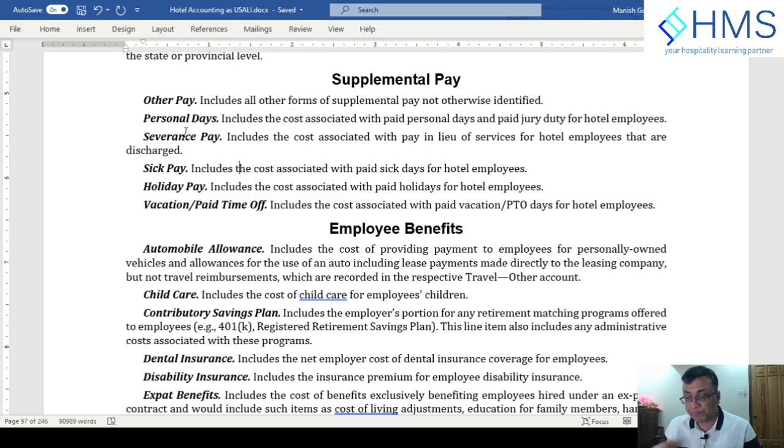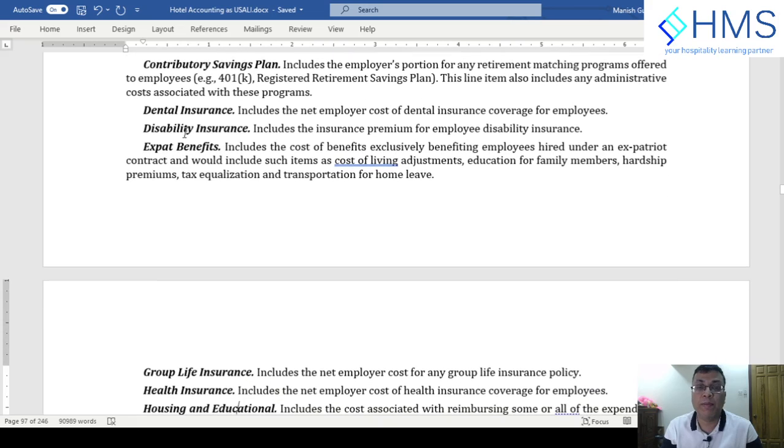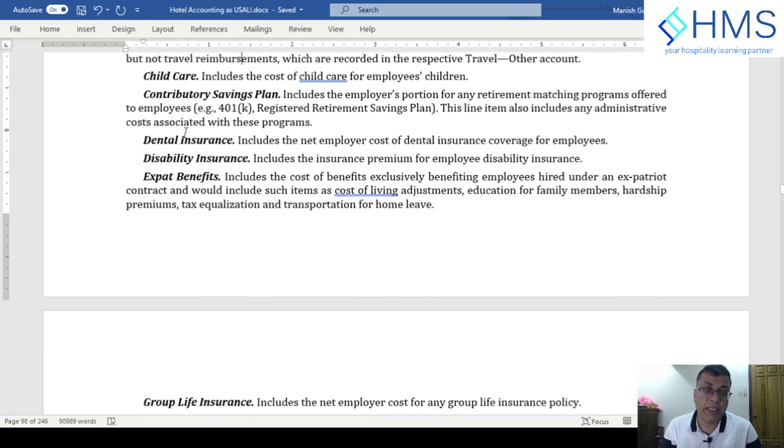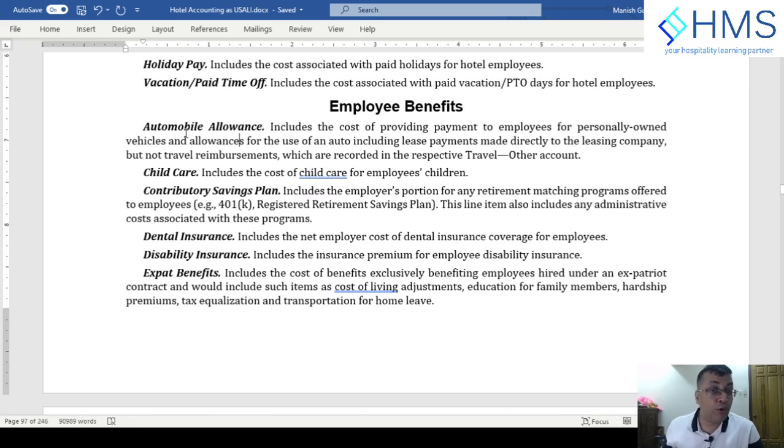Then you have the last item, which is related to the employee benefits. The employee benefits usually include the automobile allowance, maybe ferry or passenger services. Some hotels provide ferry services to the employees, meaning they pick them up from their home. So the cost of that amount is going to be here. Then the company may provide an employee allowance to lease a car or for petrol. Then that cost will also be here.